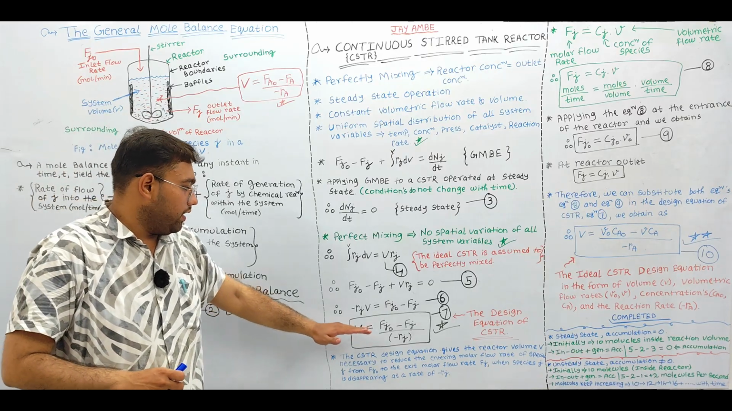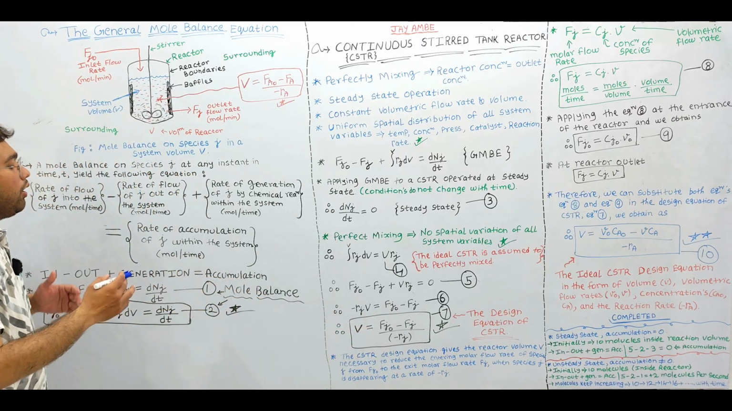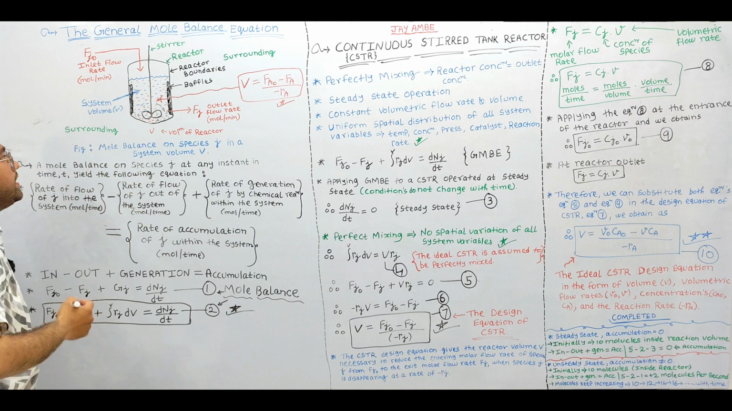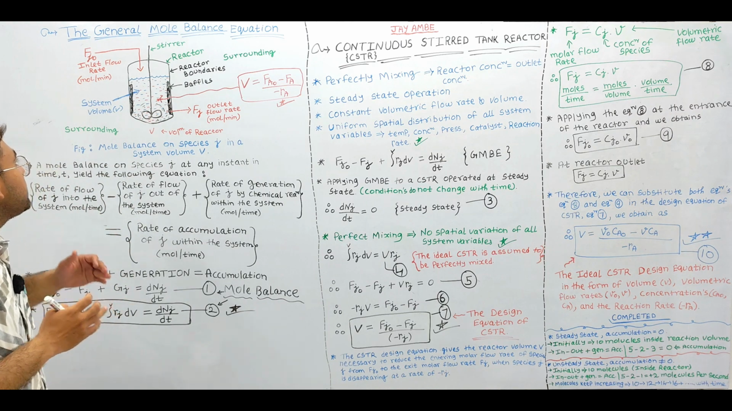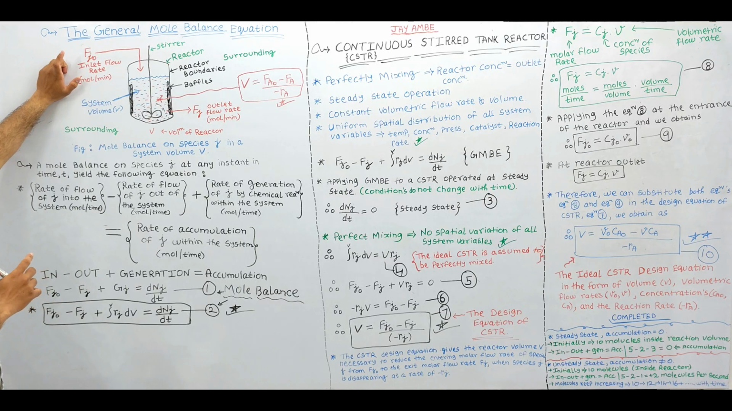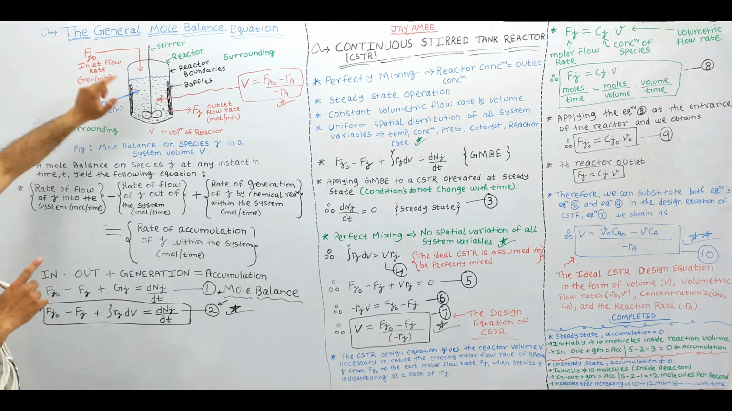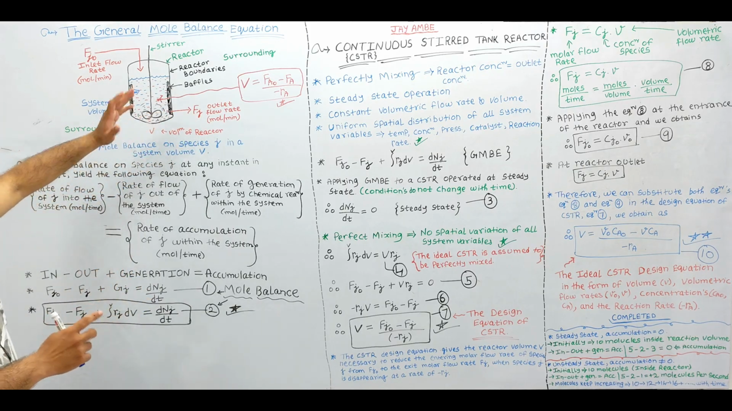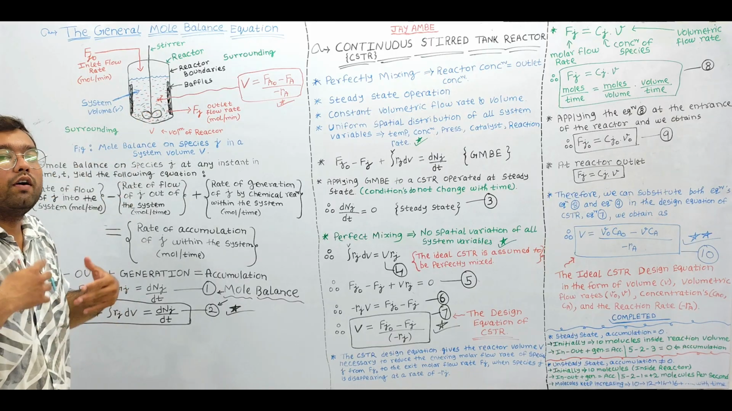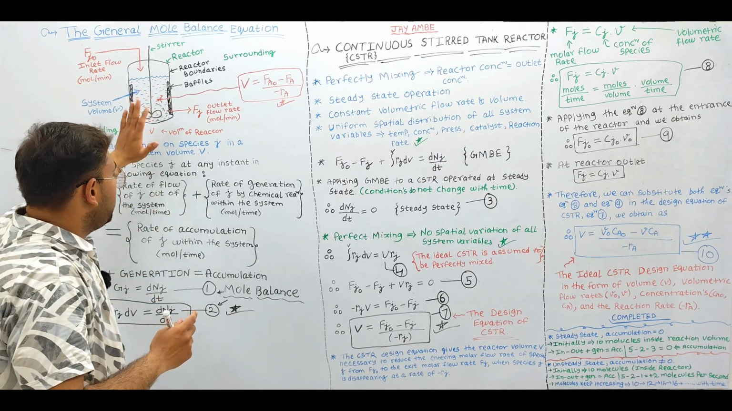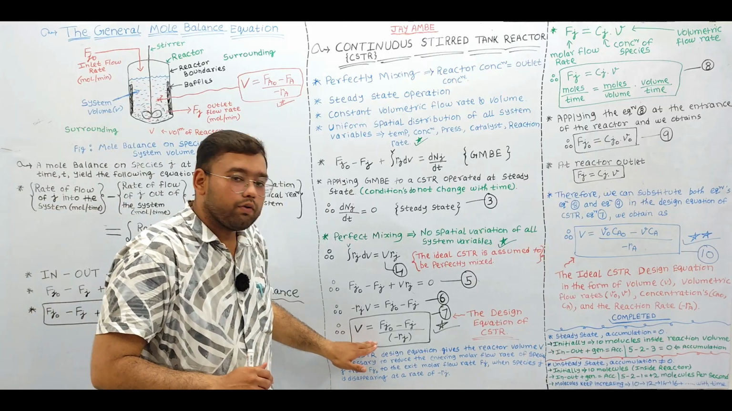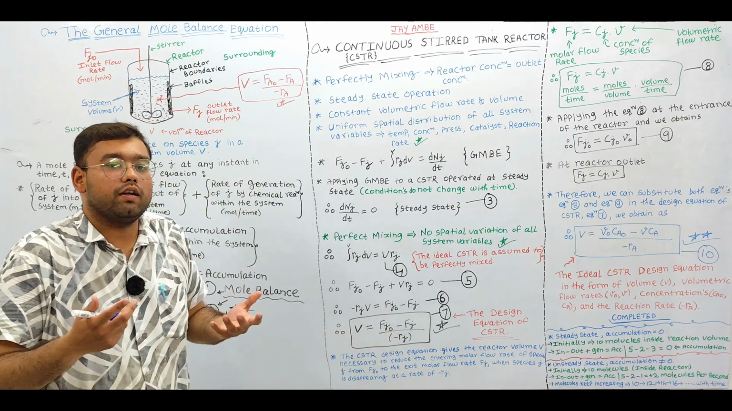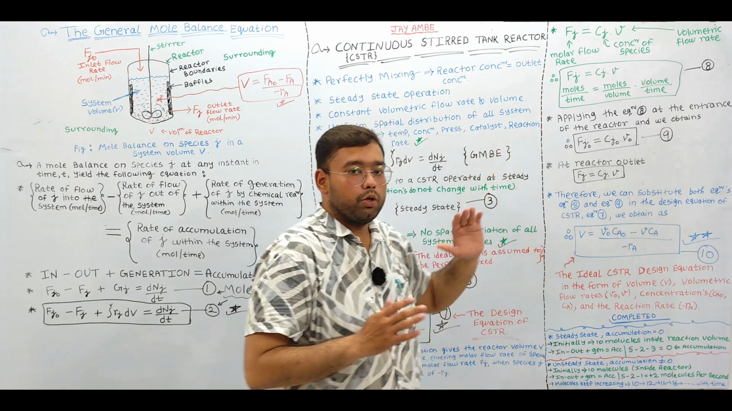By understanding the design equation of the continuously stirred reactor, we analyze the reactor volume necessary to reduce the chemical species J from the initial molar flow rate Fj naught to the outlet, final molar flow rate Fj, with respect to the rate of reaction, the rate of disappearance, which is minus Ra. So we understood this.